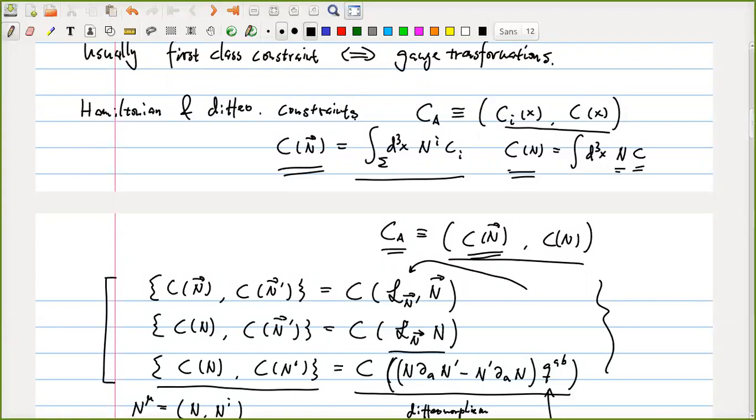Okay, so it's for convenience. Yeah, it's just for convenience. Yes. Okay, thanks.